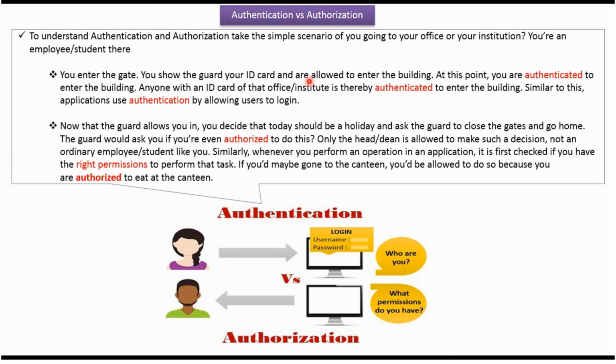You enter the gate and you show your ID card to the security guard, and then you are allowed to enter the building. At this point, you are authenticated to enter the building, and anyone with an ID card of the office or institute is thereby authenticated to enter the building. Similarly, applications use authentication by allowing users to log in.